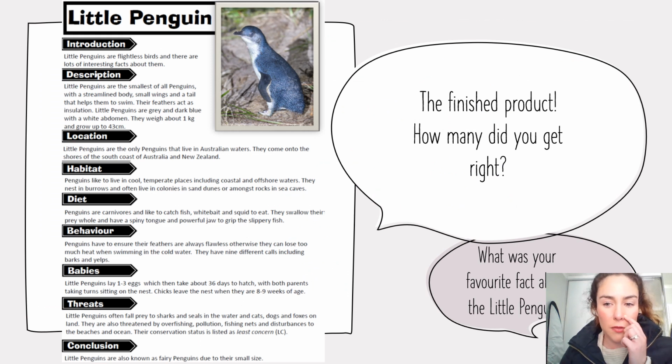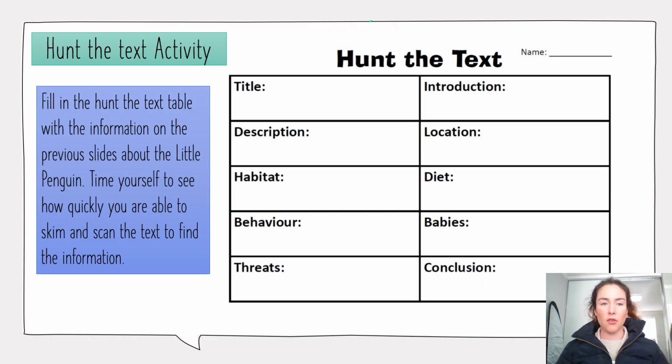All right, so this is what the finished report would look like. As I said, the heading at the top and the picture there, and then we've got our subheadings with all our facts underneath it. Have a think now about what was your favourite fact that we just read through when we were going through the facts about the penguin. My favourite fact was that they're also known as a fairy penguin due to their small size. That sounds so cute.